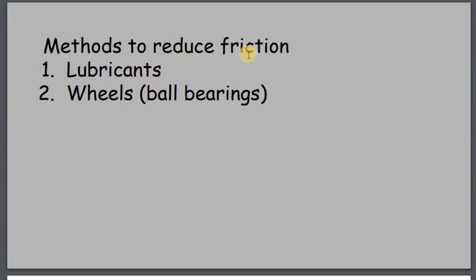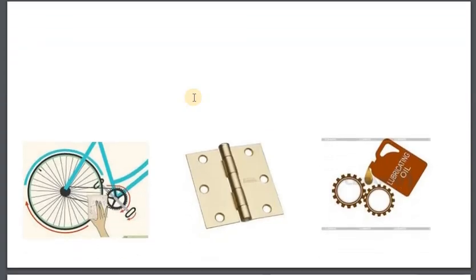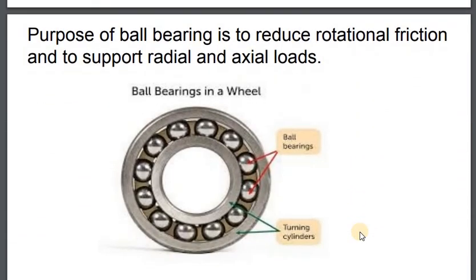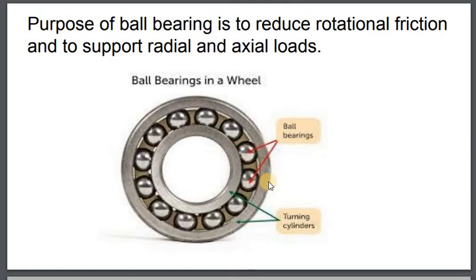So these are a few methods to reduce the friction by using lubricants. By using wheels, we can reduce the friction. These are a few examples where you are using lubricants to reduce the friction. And this is a ball bearing. This is also used to reduce the friction.